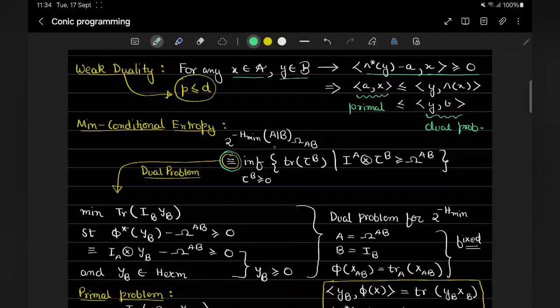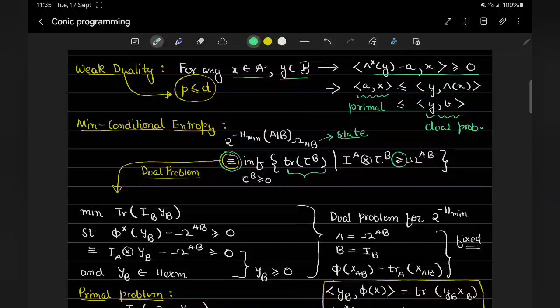So to keep things simple, I am using 2 to the power minus min-conditional entropy of A given B for a state omega AB. So omega AB is the state, and the min-conditional entropy of this state is given in terms of the infimum over tau B greater than or equal to 0, where you calculate the trace of tau B, which is a positive semi-definite operator, subject to this operator inequality that identity tensor tau B is always greater than or equal to my state at hand.